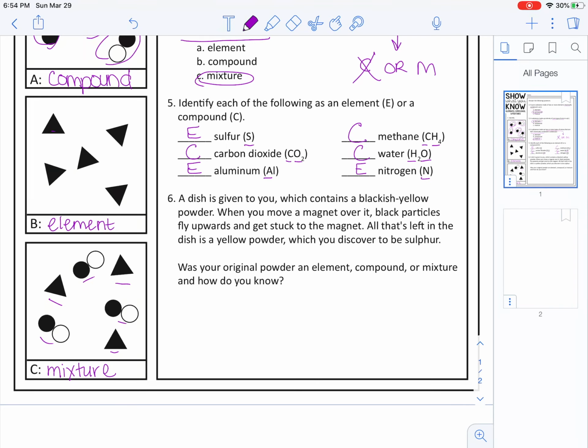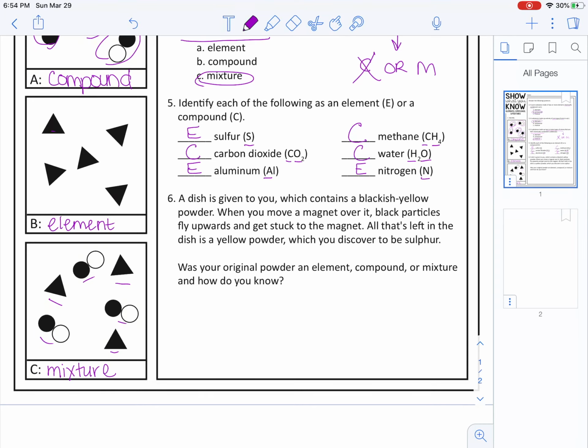A dish was given to you which contains a blackish yellow powder. When you move a magnet over it, black particles fly upwards and get stuck to the magnet. All that's left in the dish is a yellow powder which you discover to be sulfur. Was your original powder an element, a compound, or a mixture, and how do you know?